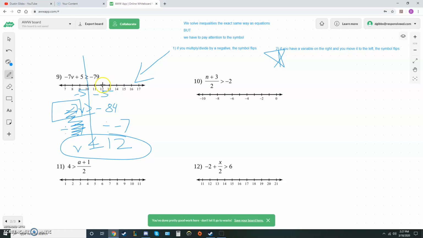And again, if you want to know how to graph it, this one, because it's an or equal to, it's a filled in dot. And because it's less than or equal to, it points to the left. I know these arrows look terrible.